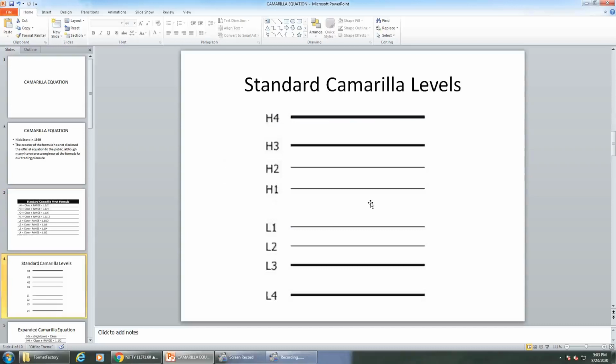So let us concentrate only on H3, H4 and L3 and L4. No need to concentrate on the other four levels, L1, L2 and H1, H2. These lines don't have much impact on our trading, so we can ignore them.